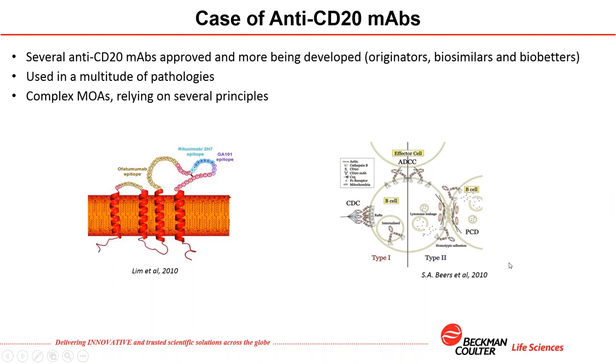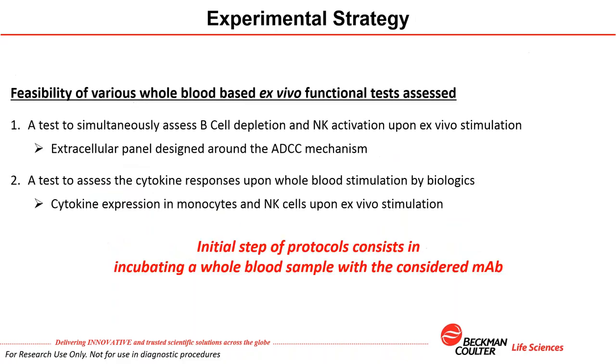Another interesting feature of these molecules is that they work through a variety of mechanisms of action, and those are well illustrated on this scheme. You, for example, have antibody-dependent cell cytotoxicity, but you also have complement-dependent cell cytotoxicity. And then for type 2 anti-CD20 antibodies, you also have direct cell lysis mechanisms of action. So this heterogeneity makes the characterization of these molecules even more challenging.